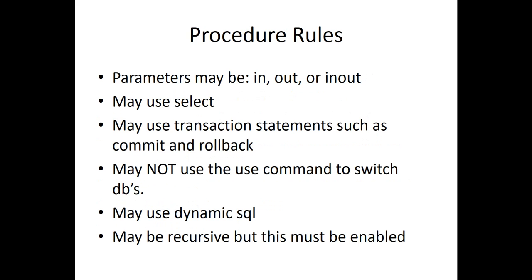Procedures. Procedure rules. Procedures have parameters, and those parameters can either pass information in, pass information out, or be an in and an out, which is we pass something in, we change the value, and it comes back out. We can use a select statement in our procedure. We can use transaction statements, including commit and rollback. We may not use the command to switch databases, okay? Don't use a procedure to switch databases. You can use dynamic SQL. You can build a string and then use it to work with your database.